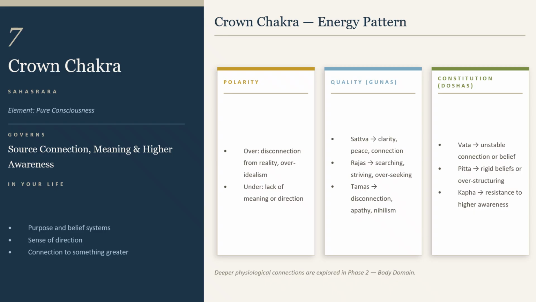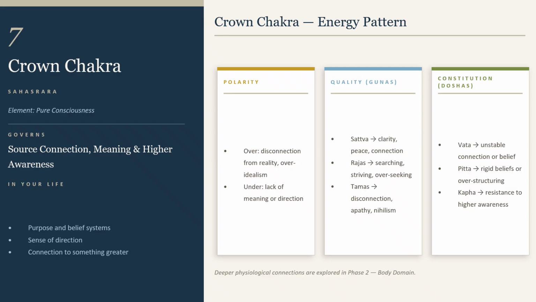For polarity, overactive expression shows up as disconnection from reality and over-idealism, and underactive expression shows up as lack of meaning or direction. For quality, Sattva brings clarity, peace, and connection, whereas Rajas shows up as searching, striving, or over-seeking.